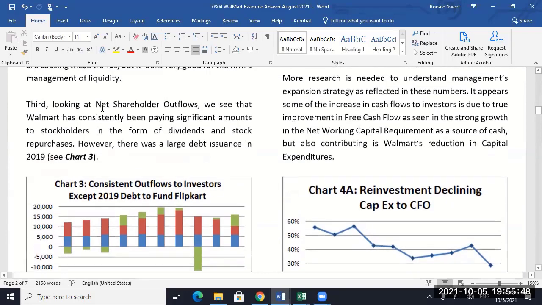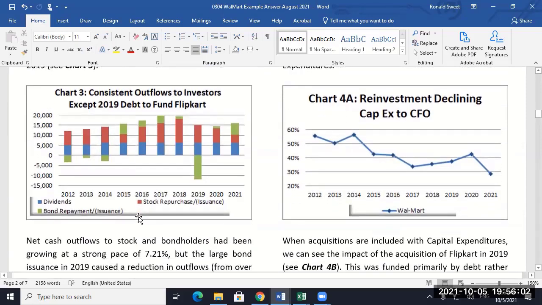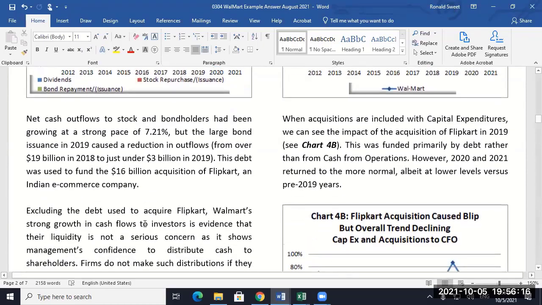So I'm looking here at Walmart. There's their dividends, very, very constant over time. They buy their stock back, kind of lumpy. They borrowed some money to buy Flipkart. Looks like Walmart is a very strong free cash flow firm. You don't write a $16 billion check if you're not producing free cash flow. All right.